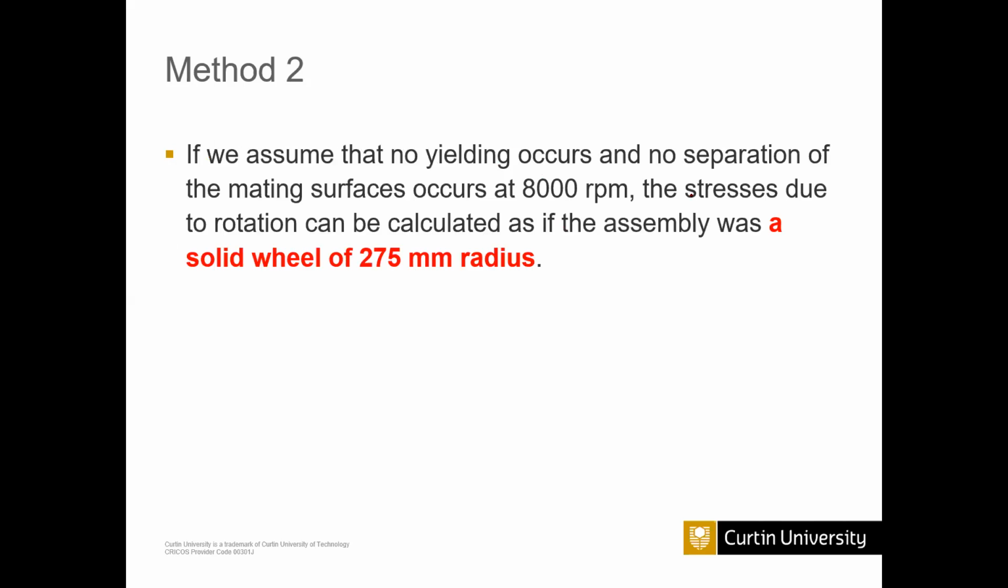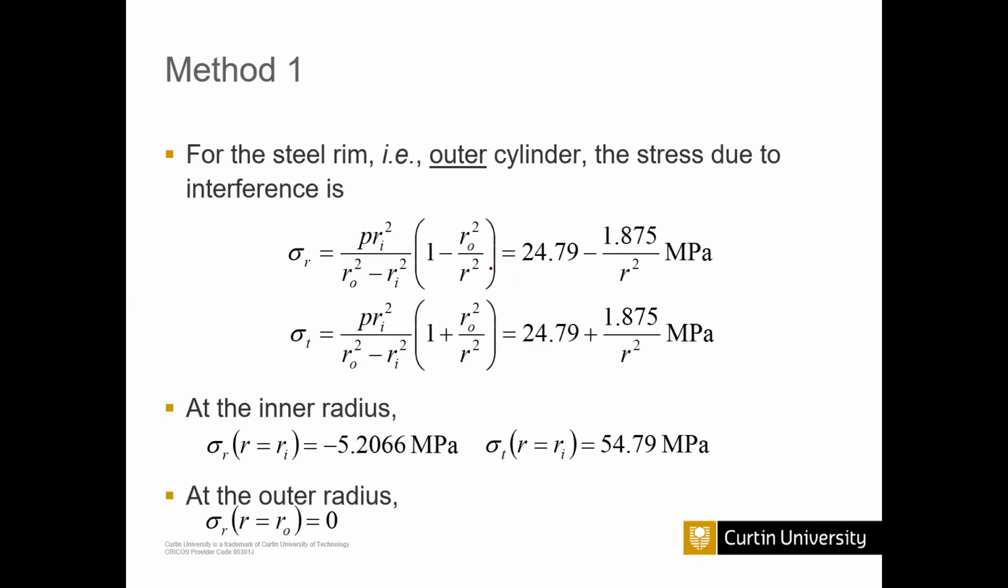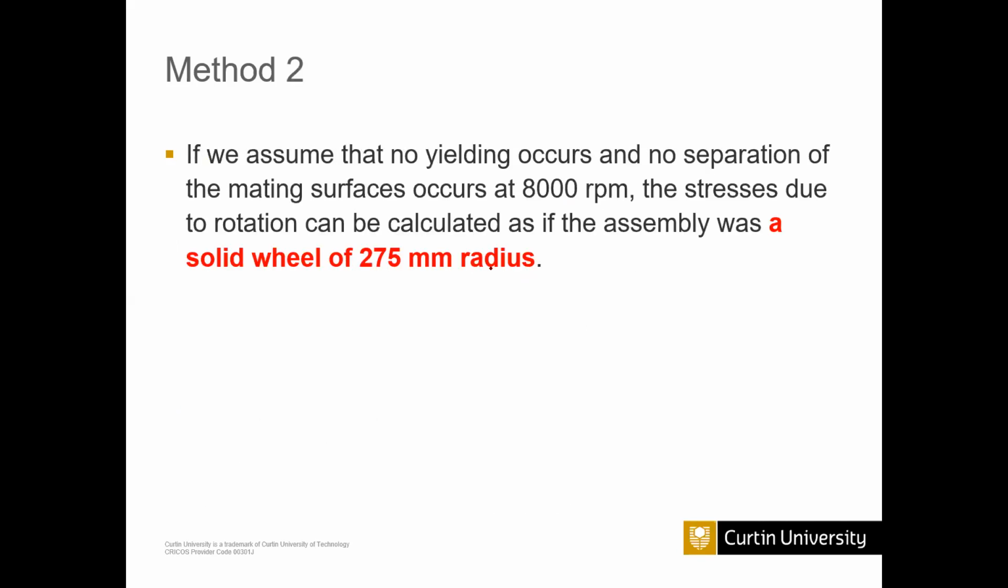If you assume no yielding, no separation at the mating surface at 8000 rpm, the stress due to rotation can be calculated as if the assembly was a solid wheel of. I think when we do the calculation, we can see that. We didn't do the calculation in here.